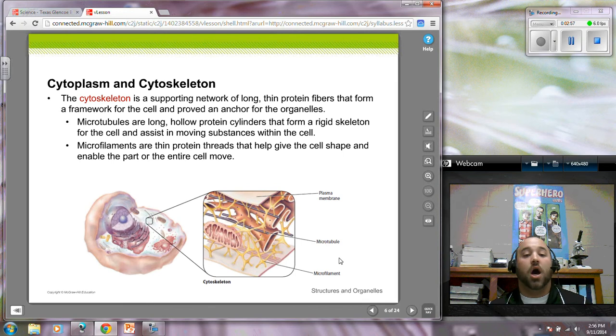Microtubule is a long, hollow protein cylinder that forms a rigid skeleton for the cell and assists in moving substances within the cell. Microfilaments are thin protein threads that help give the cell shape and enable the parts of the cell or the entire cell to move. So there's two different types of functions, but they're very similar at the same time. So one gives shape, the other one provides a skeleton, okay? So you've got to grasp your mind around it. We'll try to look at it. You'll see some pretty cool stuff when we watch the videos on it.